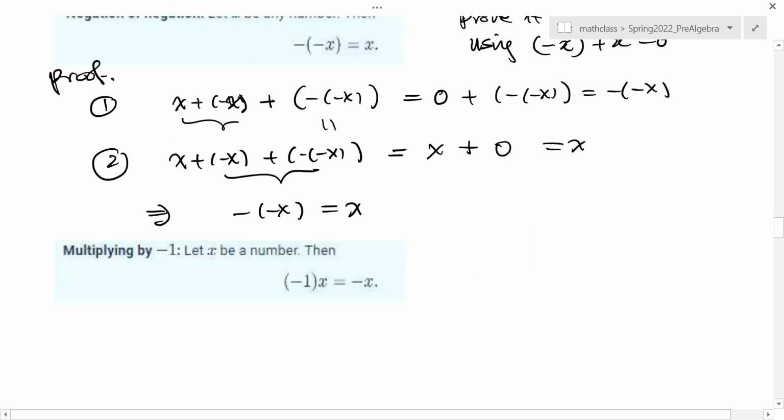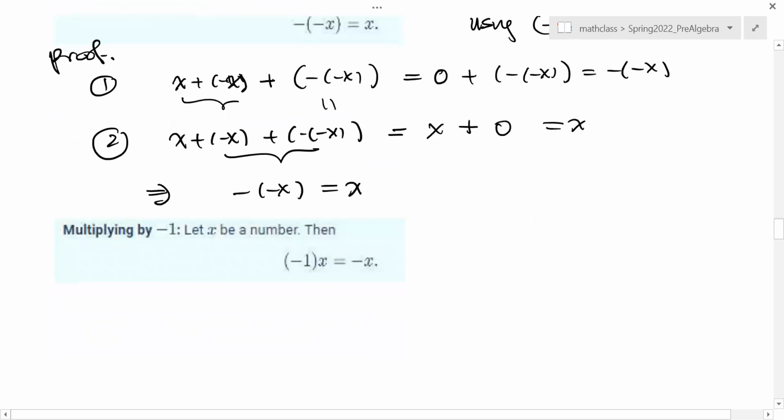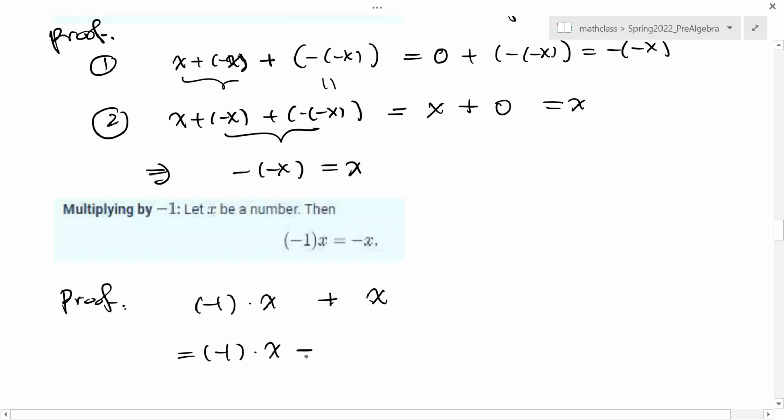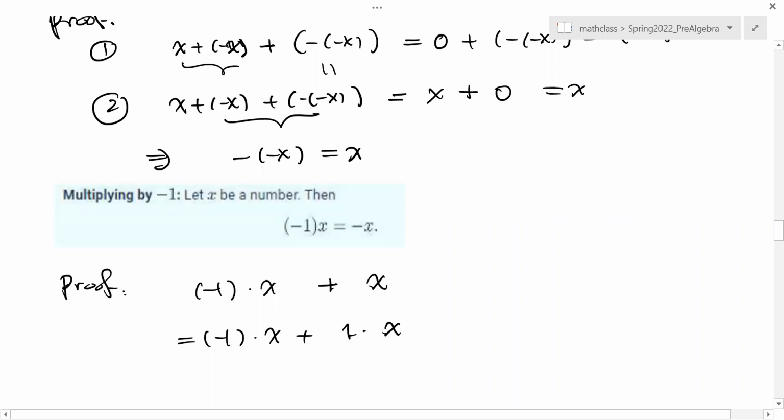Now, the second way uses multiplication. Negative 1 multiplied by x must give negative x. That sounds trivial, but it's not really trivial. So how do I prove that? I'm going to give you another proof. In order to prove negative 1 times x is negative x, you have to prove that this sum should be equal to 0. To prove that, I need this to be 1 times x.